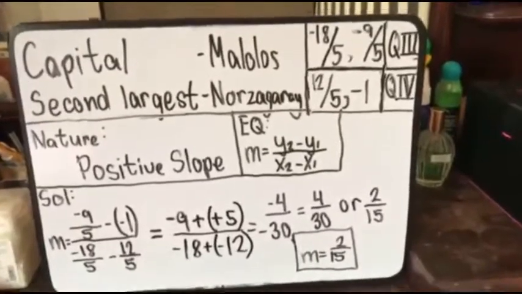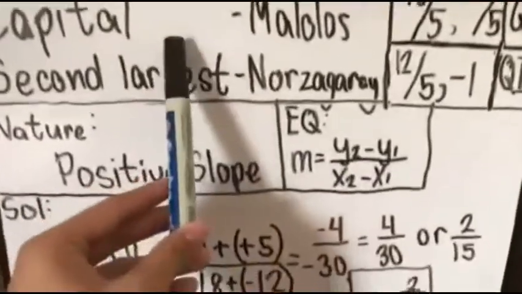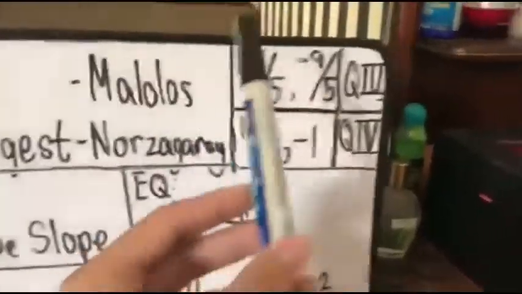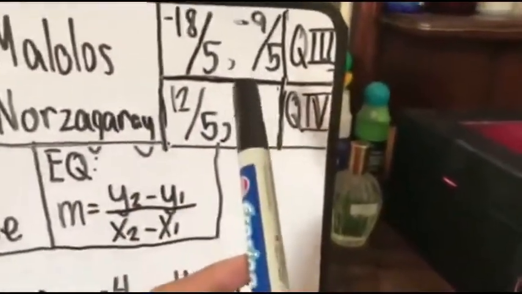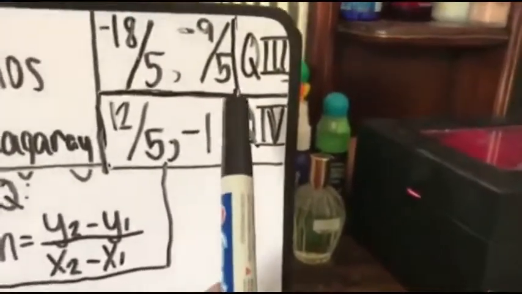The first problem is, what is the equation of the line connecting the capital of the province and the province's second largest city or town? Number one, the capital of Bulacan is Malolos. Its coordinates are negative 18 over 5 and negative 9 over 5, and it is located at the third quadrant.